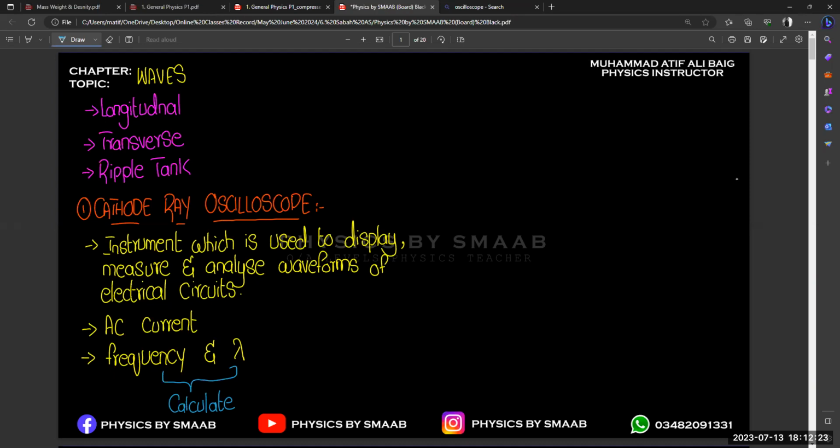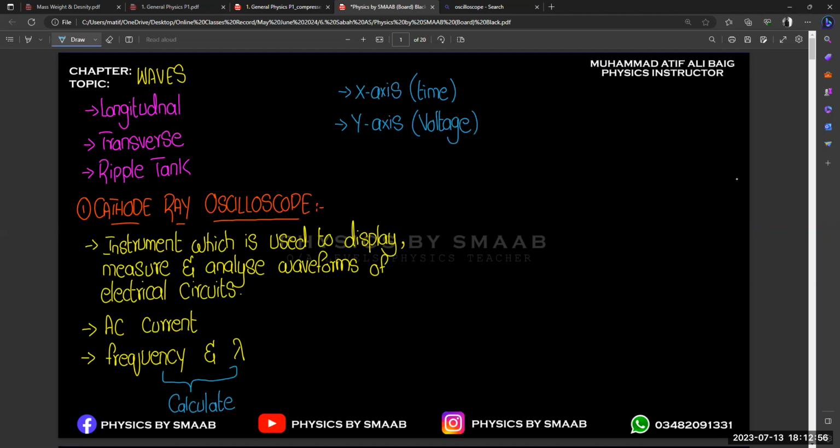Now, one more thing, because you know that there is an x-axis and y-axis on the graph. So for the x-axis, on the horizontal scale, we are going to mention time, because time is the independent quantity. So time will always be on the x-axis. And on the y-axis, we are going to record voltage, right?